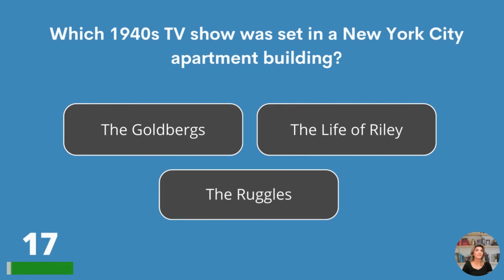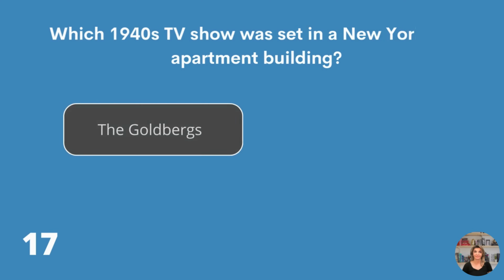Which 1940s TV show was set in a New York City apartment building? The Goldbergs, The Life of Riley, or The Ruggles? The Goldbergs.